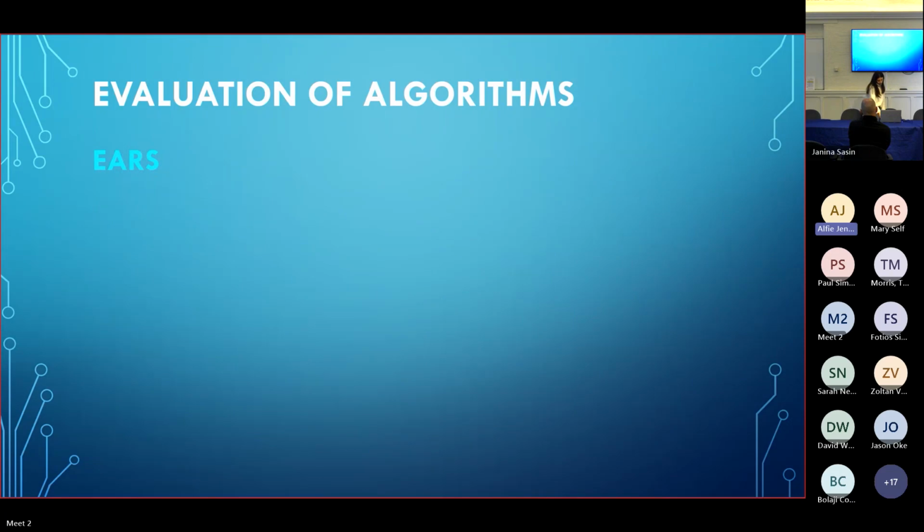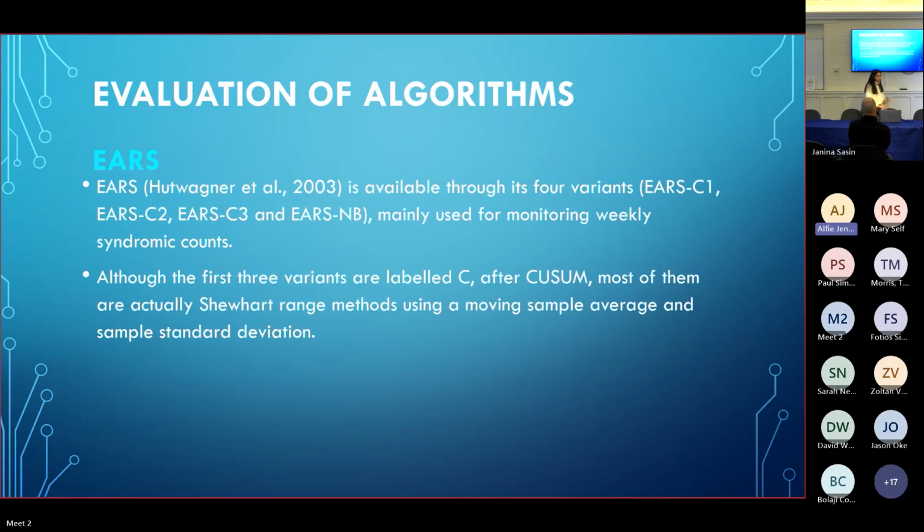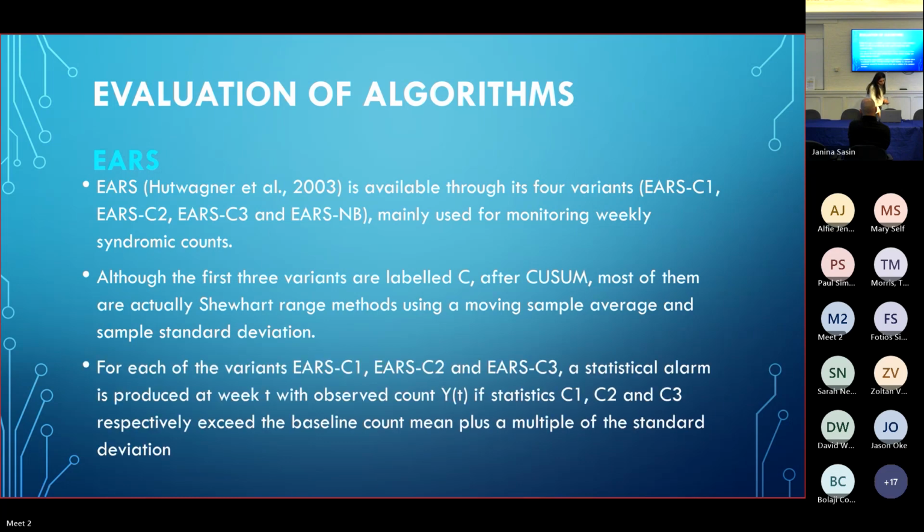How does EARS work? There are three different versions of EARS: C1, C2, and C3. They are labeled C, but they are not all quasi-Poisson. They're mostly based on Shewhart range control charts. And how does EARS decide whether a signal should be alarmed or not? Also based on multiples of standard deviation. So here are the three algorithms that we are going to evaluate.